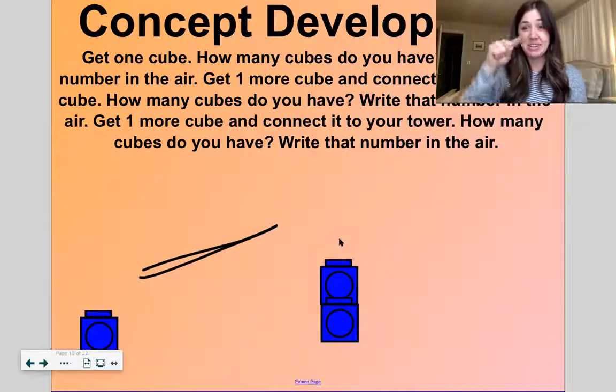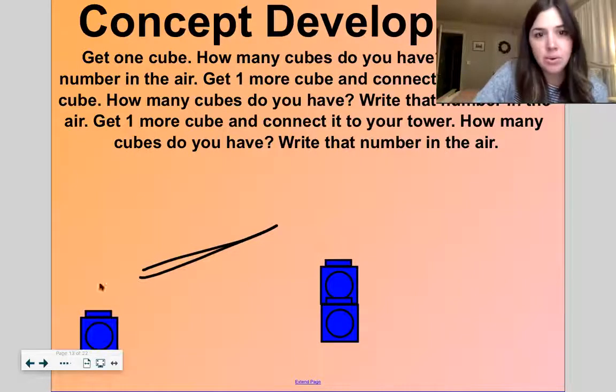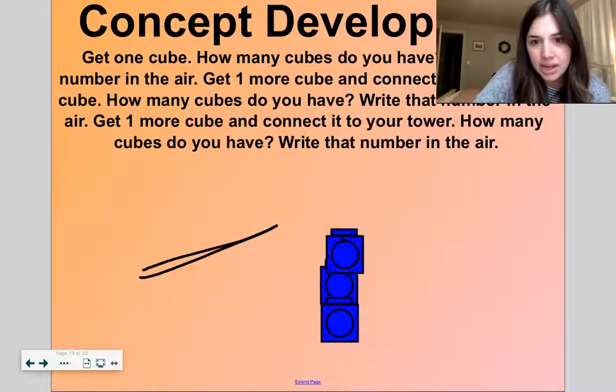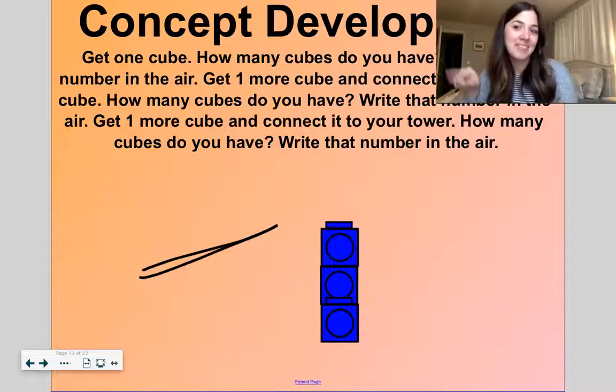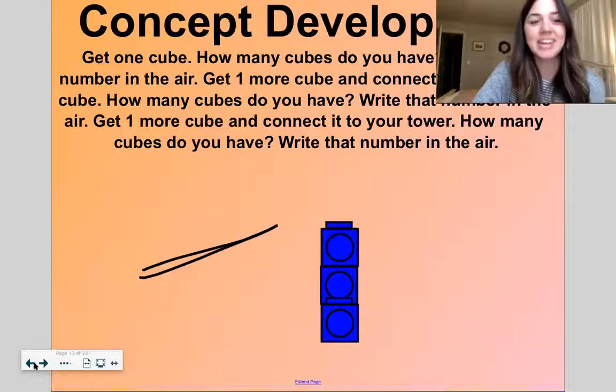2. Write that one in the air. Now let's get one more and let's connect that. How many cubes do I have now? 3. Around the tree, around the tree. That's how we make a number 3.